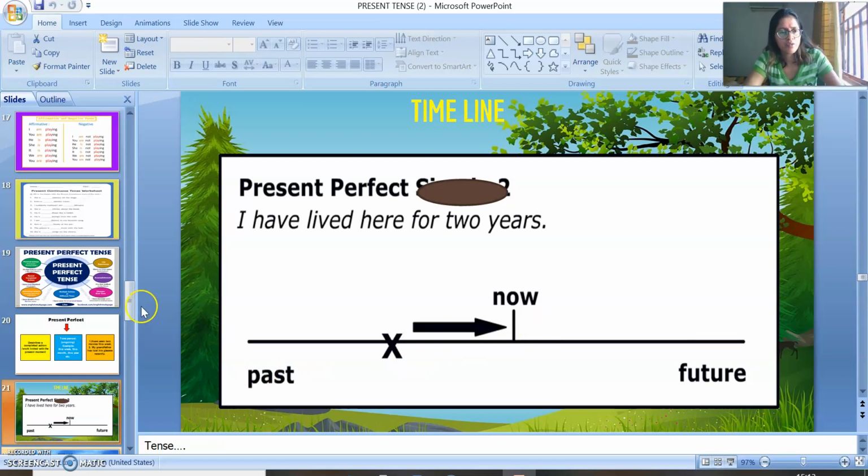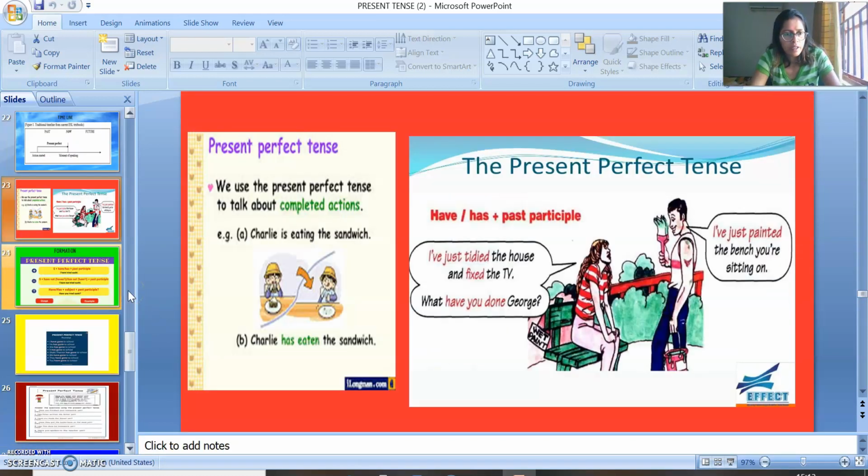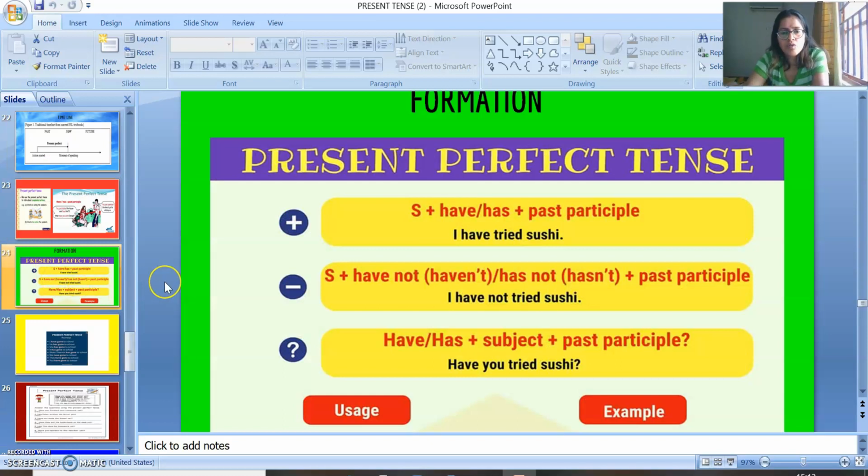Moving on to its formation, because formation is very very significant. Just have this formation. So how you're going to form a sentence of present perfect tense is very important to understand the rules, right? So subject plus have or has plus past participle. Suppose you want to form a sentence of present perfect tense, you have to write subject followed by have or has. So these are helping verbs.